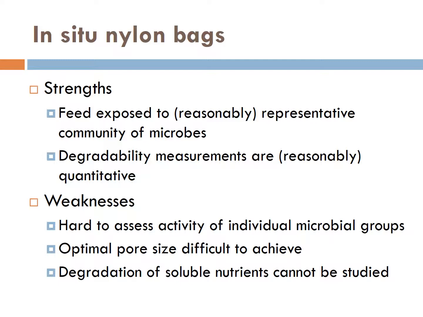Another weakness is that optimal pore size is difficult to achieve. In practice, we make a compromise. A typical pore size is about 50 micrometers, which prevents the largest protozoa from passing in, but also prevents most of the small feed particles from passing out undigested. A final weakness of in situ nylon bags is that degradation of soluble nutrients cannot be studied. Soluble nutrients pass from the bag pores without being fermented.